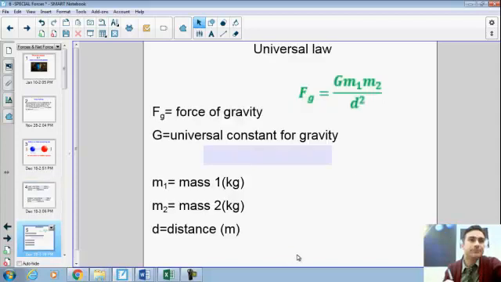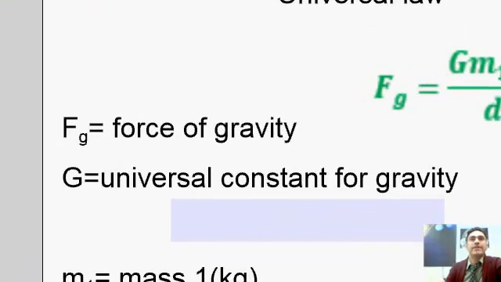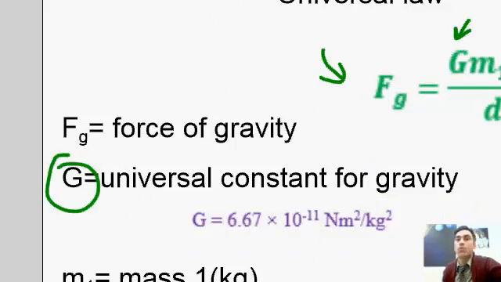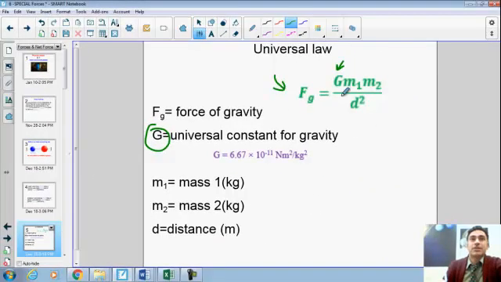So one goes up, the other one goes down. Alright, and it's related by this law here, which is the force of gravity is equal to G, which is a constant value. That's the universal constant for gravity. This holds true throughout the universe, and that is 6.67 times 10 to the negative 11th. And we'll use that in substitution of G for all universal gravity equations.